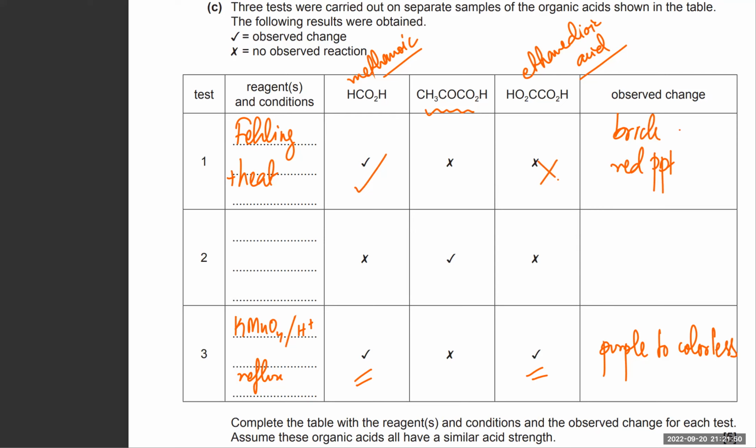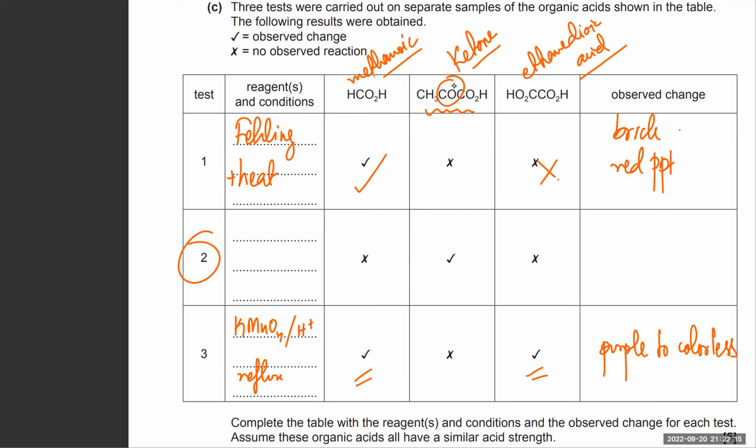And then you've got the second one. So what's happening here? The other two are not reacting. Methanoic acid and ethanedioic acid, both of them are not reacting. So this second one is definitely not oxidation, because what we were talking about was oxidation. But if you look at the structure over here, that's a ketone. It's got a C=O bond in the middle. That's a ketone, right?